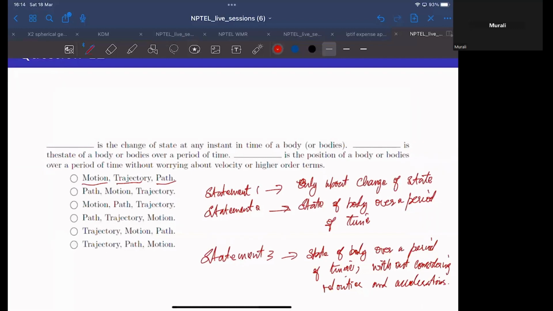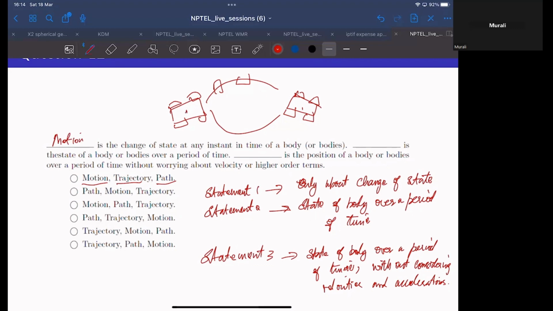So statement 1 says it's only about a change of state of a robot from one state to another state. It doesn't matter how the robot reaches from one state to the other. We don't need to know at every instant of time what the transitioning states are. We only need to know the initial and the final states. That is the clear-cut definition of motion, from one state to another.